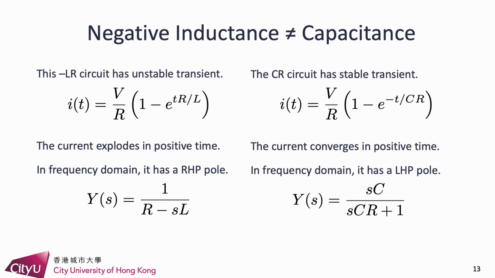Comparing the negative inductance with the capacitor, we see very distinctive differences. The capacitor circuit is stable. Upon applying the same voltage, the current basically converges in positive time. And in the frequency domain, there is a left half plane pole instead of a right half plane pole.